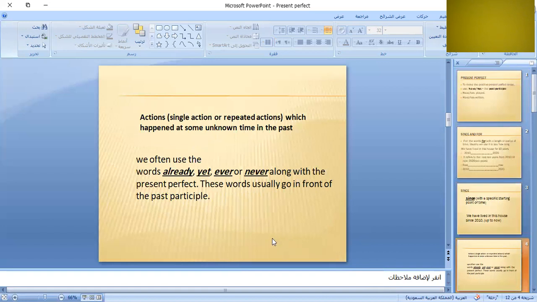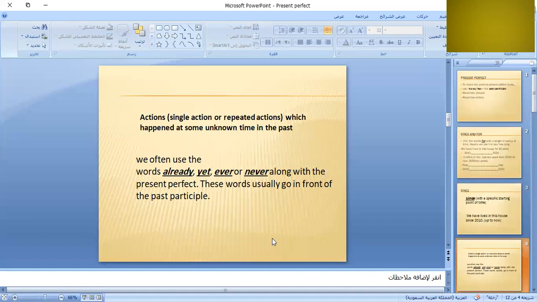Now, sometimes another use of present perfect, we use it to express an action, one single action, or repeated actions which happened at some unknown time in the past. Unknown time. I don't have a fixed point. This is another difference between past simple and present perfect. For the past simple, it's a fixed point of time. Yesterday, last week, ago, 5 months ago, 2 years ago, the last minute, the last hour. So you have a fixed point of time.